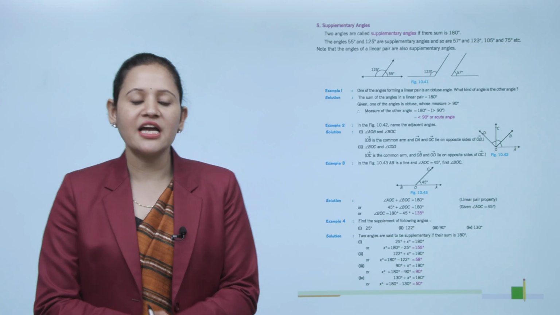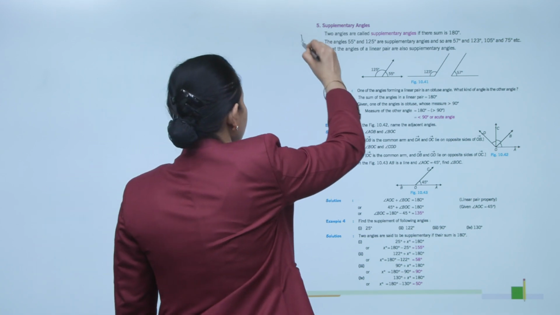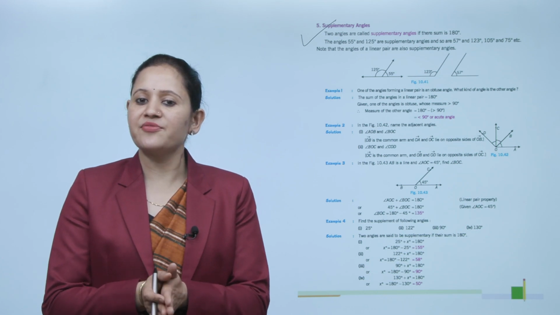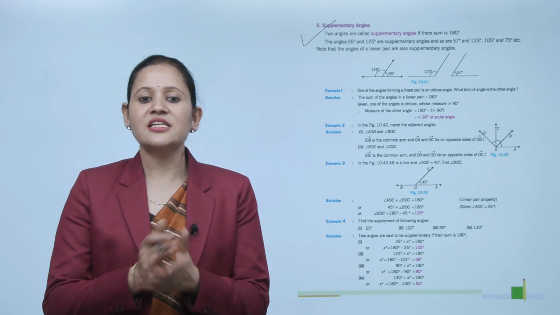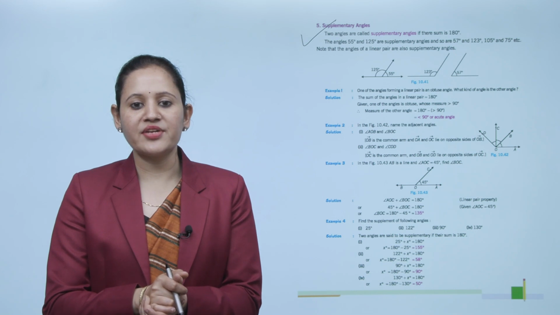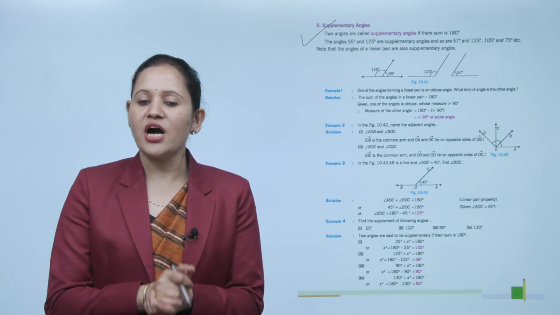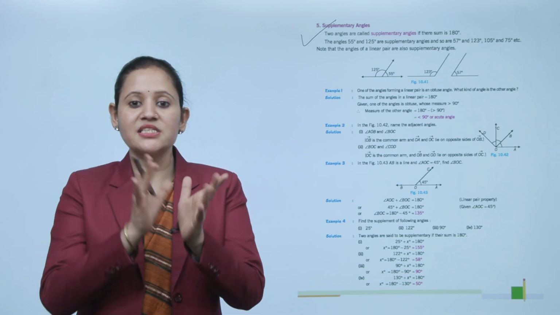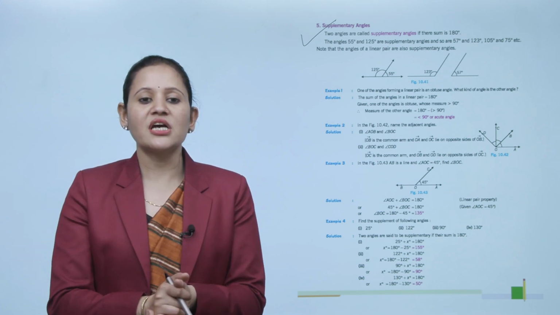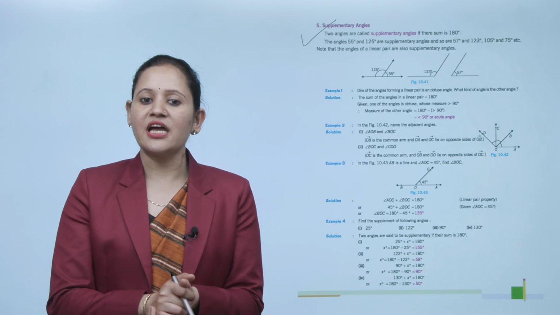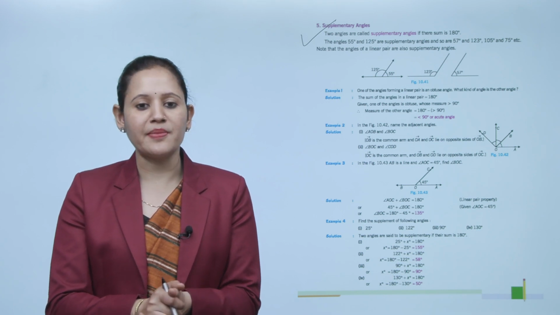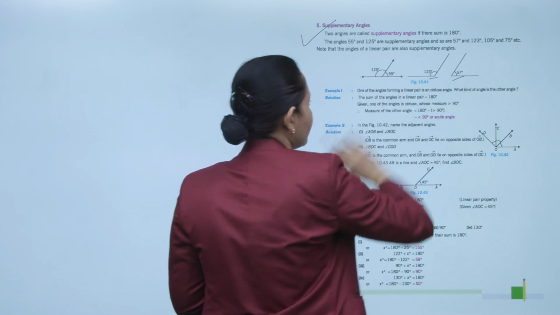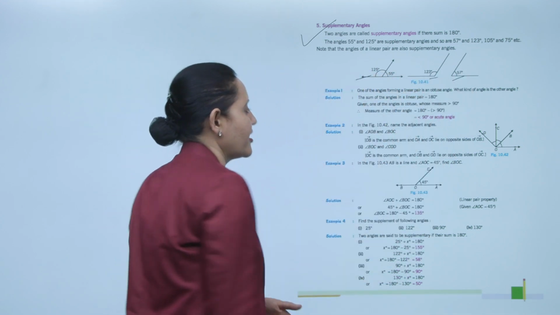Next is supplementary angles. Two angles are called supplementary angles if their sum is 180 degrees. The angles 55 degrees and 125 degrees are supplementary angles. So are 57 degrees and 123 degrees, and 105 degrees and 75 degrees, because their sum is 180 degrees. So they are supplementary angles. Note that the angles of a linear pair are also supplementary angles. Like here, all these pairs are supplementary angles.